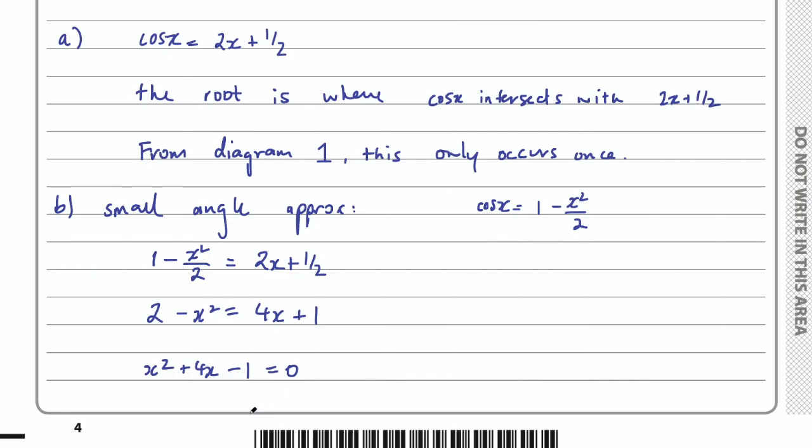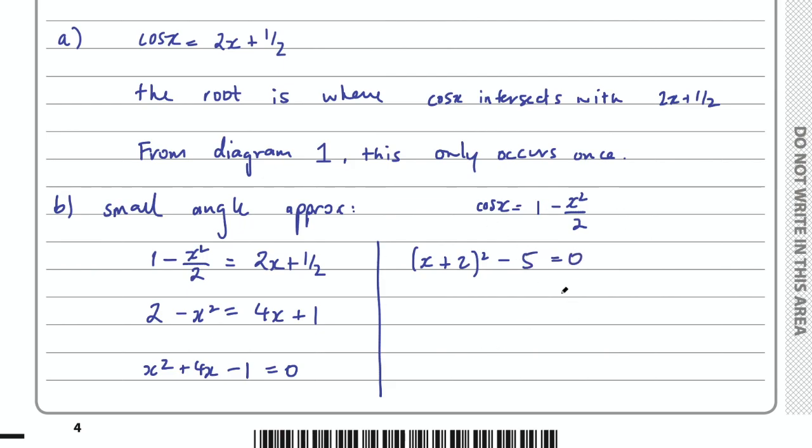And this equals 0. Now I have a quadratic equal to 0 that I don't think I can factorize. So I'm going to use completing the square on this. So half of 4 is 2. So I'll have x plus 2 all squared. And then subtract 2 squared from 1, so we'll have negative 5 equal to 0.